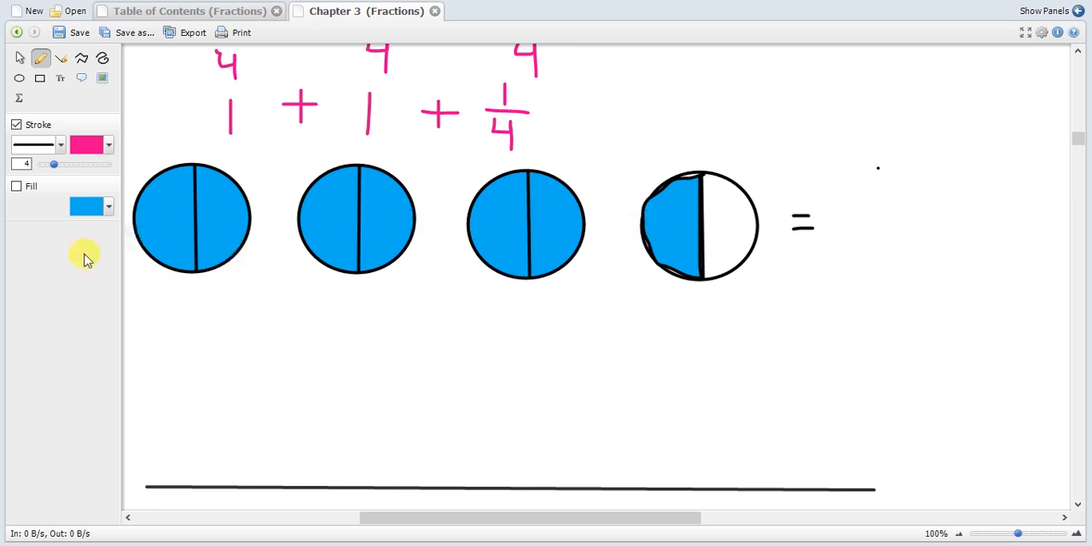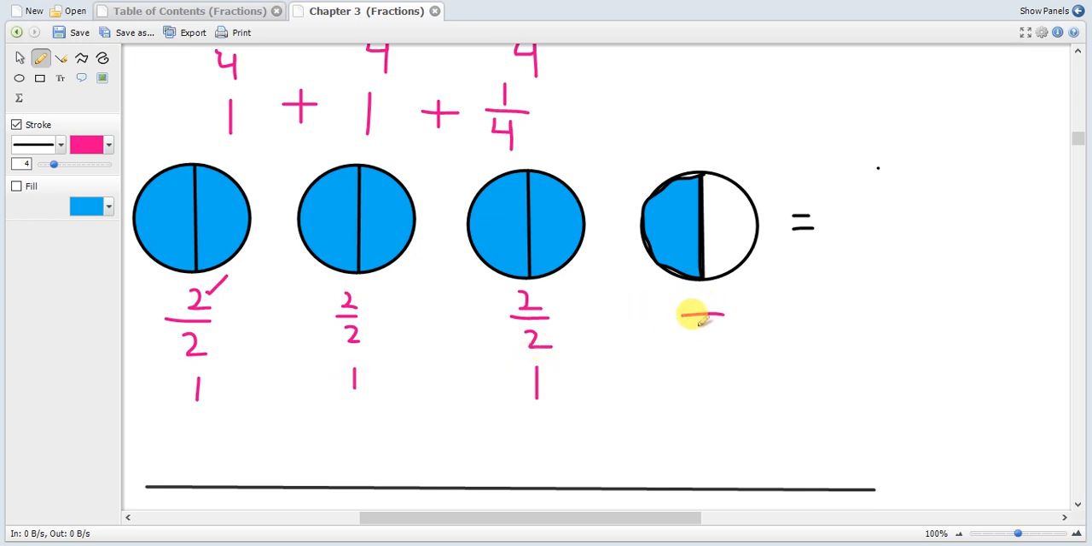Okay, moving on to the next question. So this is a complete circle. The total number of slices is 2, and how many of them are blue? 2. So this is 2 over 2, and this is also 2 over 2, which will give us 1. 2 over 2 is 1, 2 over 2 is 1, 2 over 2 is 1.